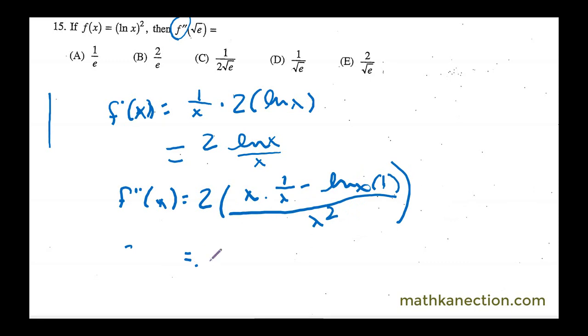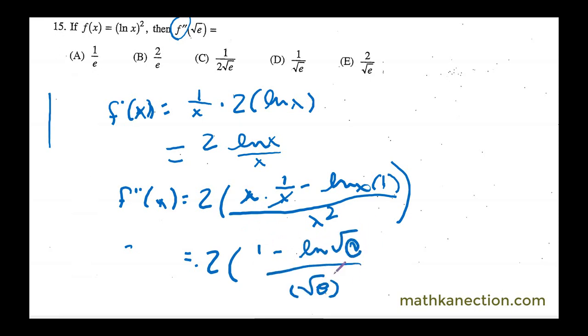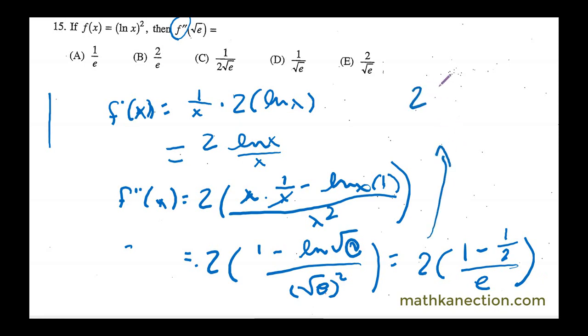So I'm substituting in the square root of e. It's going to be 1 minus the natural log of the square root of e, over the square root of e squared, which then is going to get us 2 times 1 minus 1/2 over e. So that simplifies to 1 over e, which is letter A.